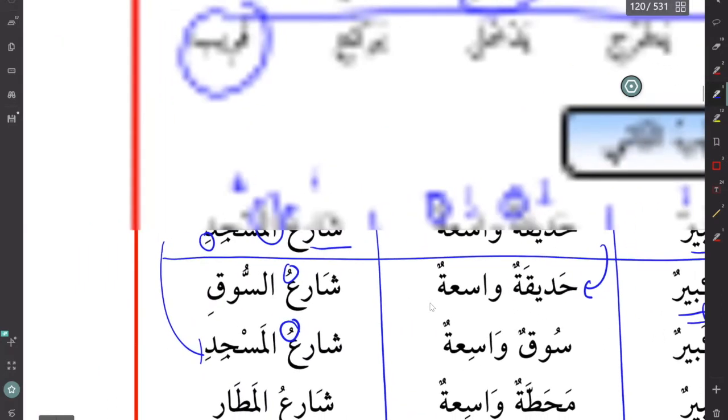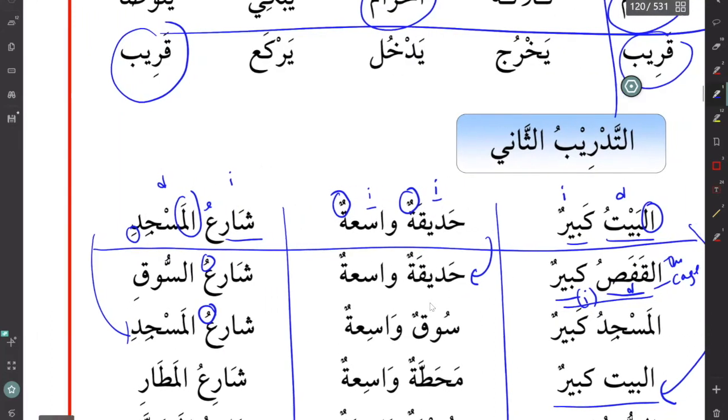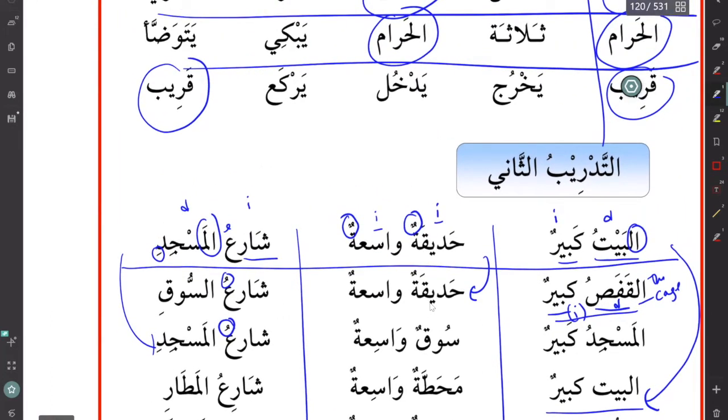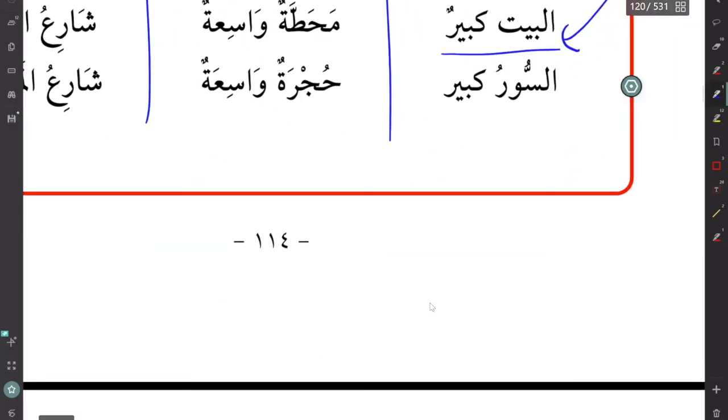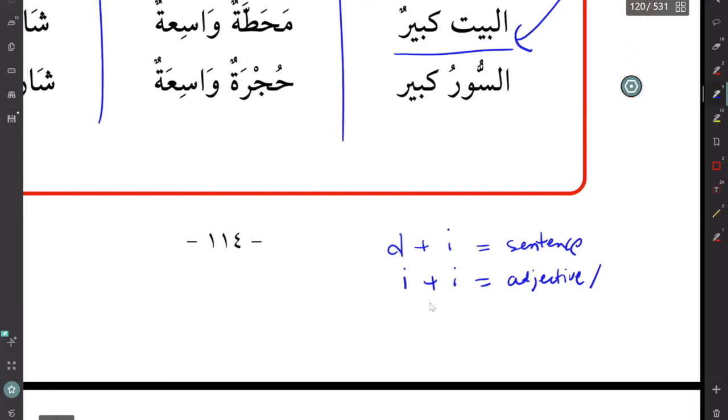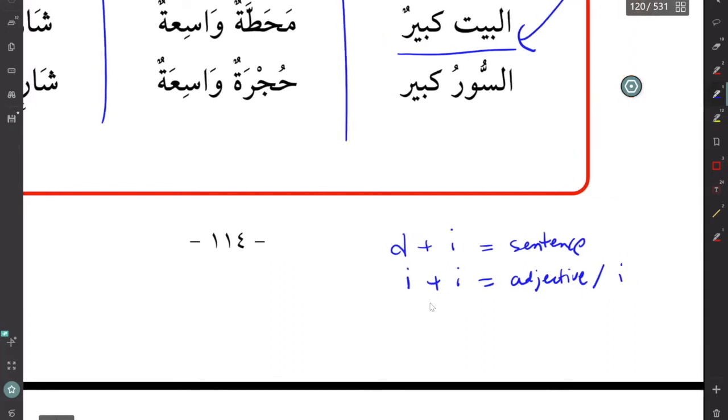Okay, so now if you summarize a few things here just by looking at definite and indefinite, you can see some very interesting things going on. If we have a definite noun followed by an indefinite noun, it's usually going to be a sentence. If we have an indefinite noun followed by an indefinite noun, the chances are, it's not always, it is an adjective. It can also be an idafa, the "of" construction, like it can also be of possession, right?